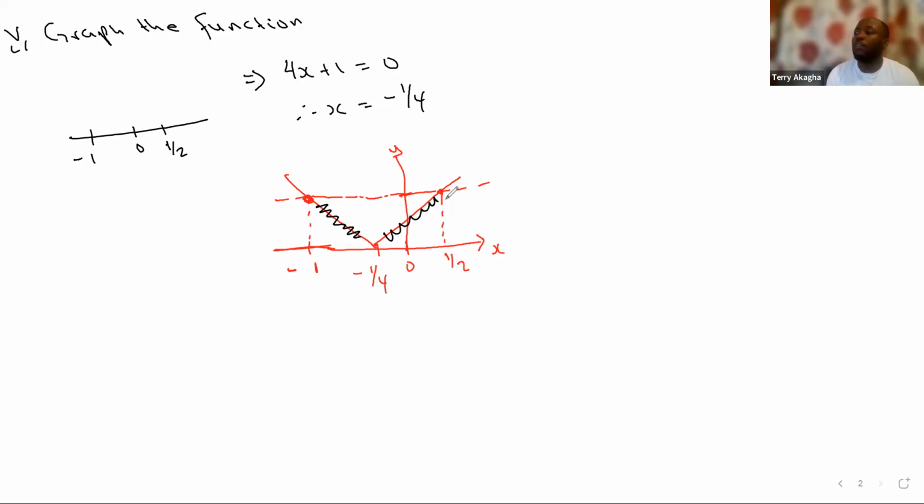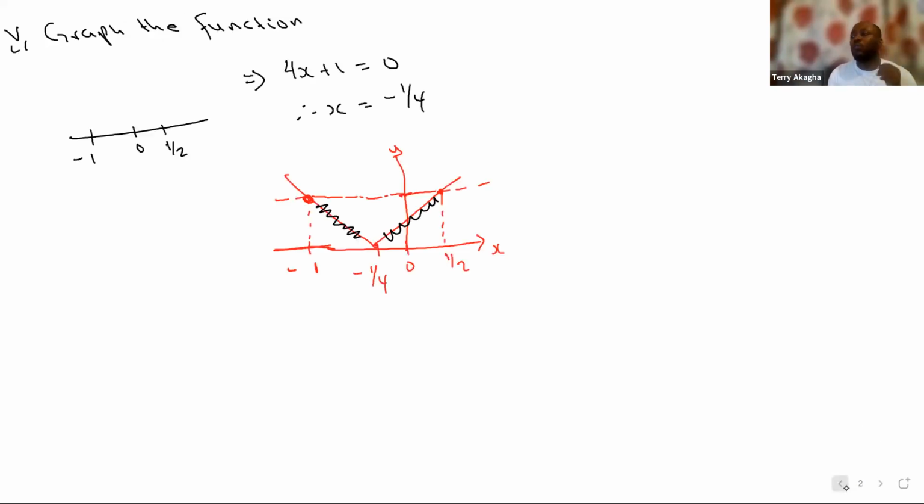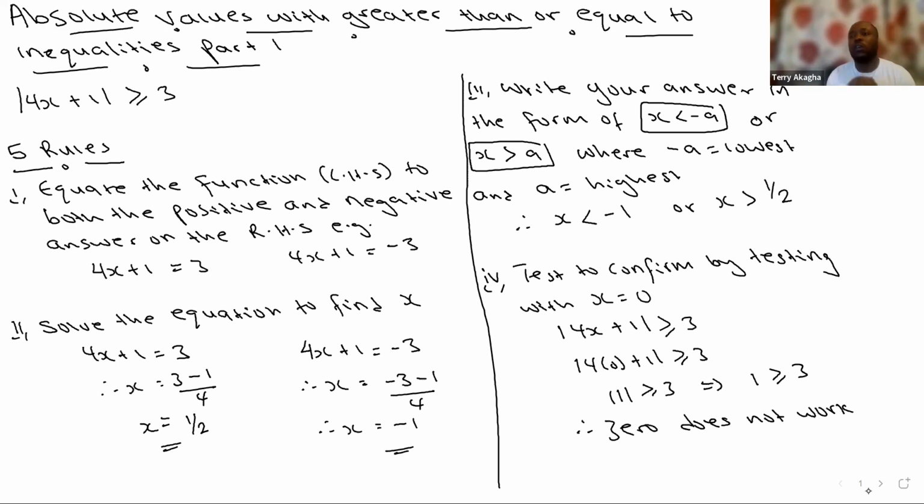So let's pick maybe one or two examples to round up this video. Like I said, you can try it again. Let's play with x plus 3 is greater than 7. You can pause the video as usual, try to solve it, then come back and have a look. Go back and look at the rules again. Rule 1, equate both functions to both positive and negative. You solve the equation to find x. You write the answer in the form you expect. You test and you graph it. So you can pause it, then come back and play it to check your answer.